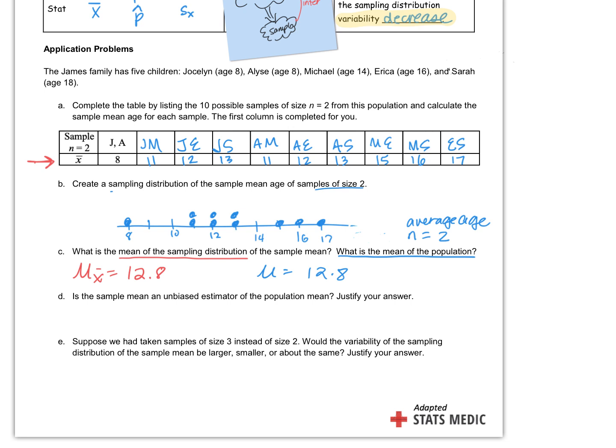Is the sample mean an unbiased estimator of the population? Is it the same? Yeah, that's all it's saying. Is it the same as the population? Yes. And how do you justify it? You show it numerically. So yes, that's because the mean of all my X bars is equal to the true mean. That's what unbiased estimator actually means. Okay? I have my work right here. If I didn't have my work, I would show it. All right?